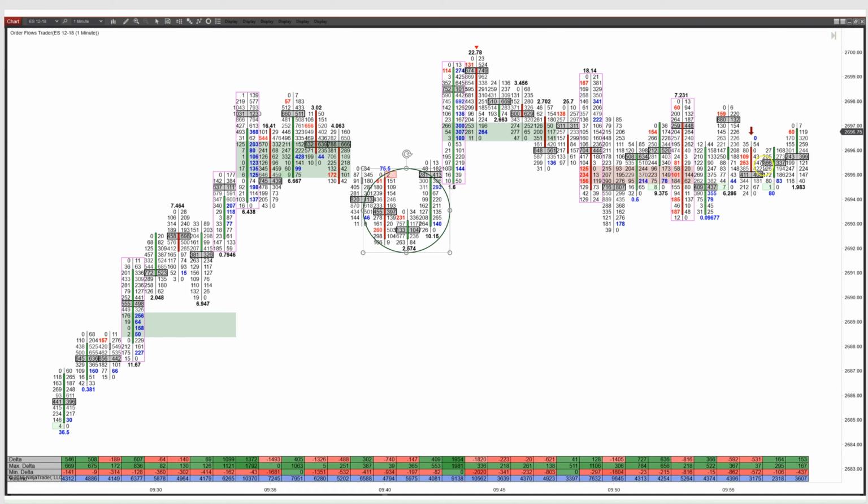Then you got a bunch of sideways activity right here. Again, how do you know? Well, point of controls are sort of lined up in this area. They're not going anywhere. You know, we're sort of putting in a value area around here at 26.95 3/4.